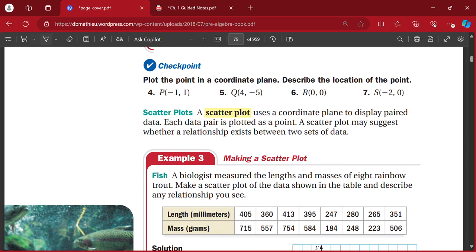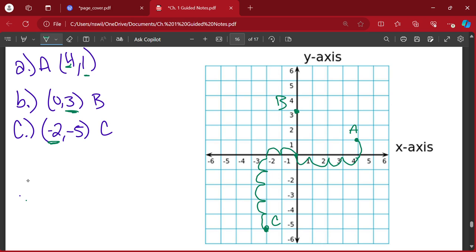Let's try 4 and 5. We were asked to plot point P, which is (-1, 1), and point Q, which is (4, -5). So with P, are we going to go left or right? We are going to go left. And then are we going to go up or down 1? We're going to go up. So we're going to go left 1, up 1.